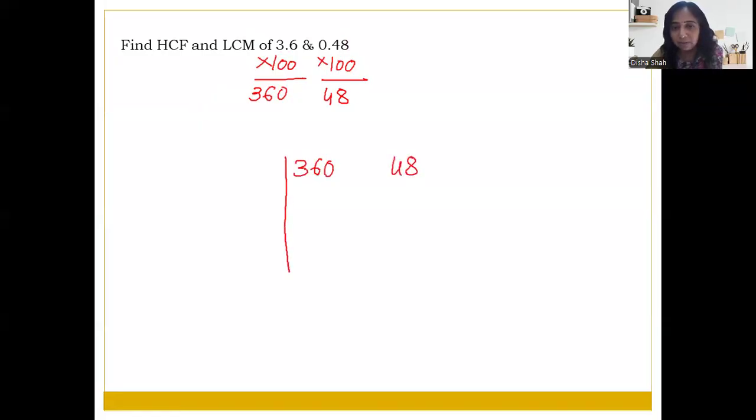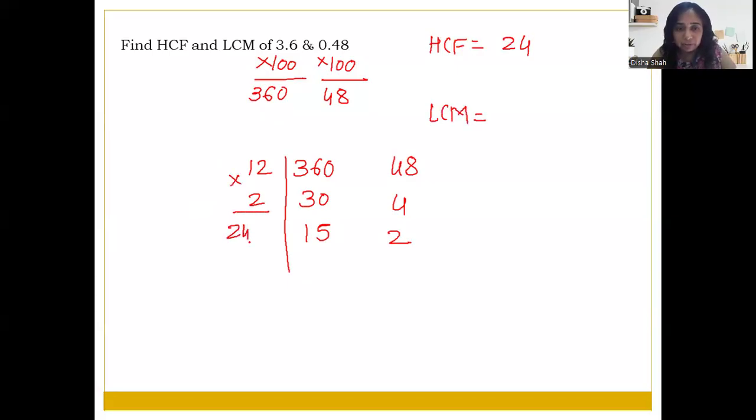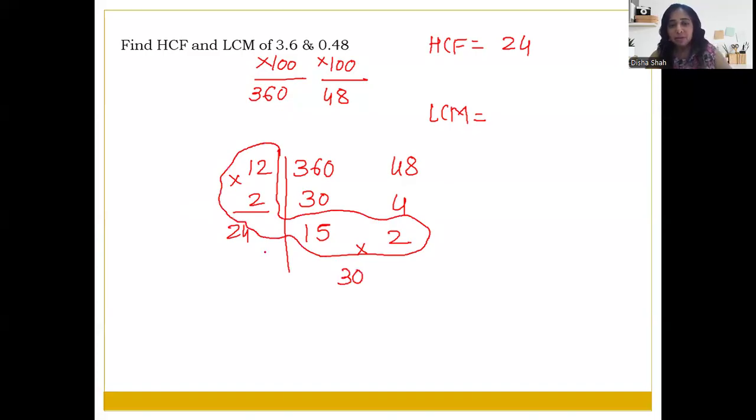So I will use this method. Now 360 and 48, we know that both are divisible by 12. इसको 12 से divide करेंगे 30, इसको 12 से divide करेंगे 4. Next is 2. So 15, 2. Now nothing is common. So this is the HCF. HCF is equal to 12 into 2, 24. And what about LCM? LCM is 12 into 2, 24 and 15 into 2. ये पूरे का multiplication is LCM. 15 2s are 30. So 24 into 30, 720.